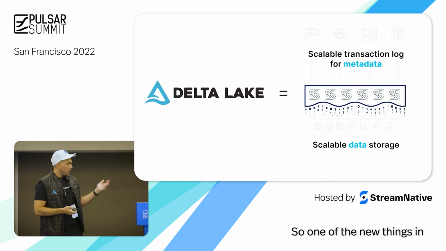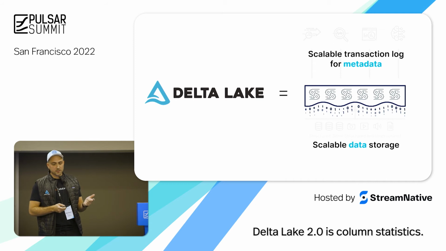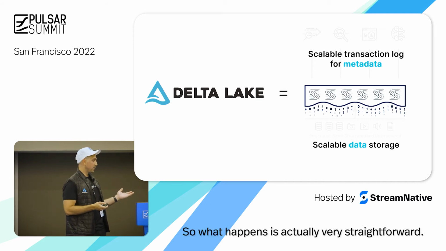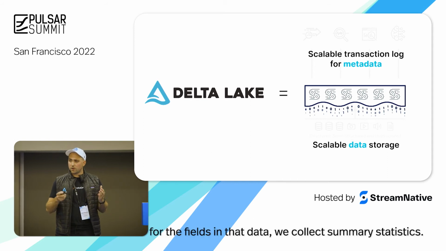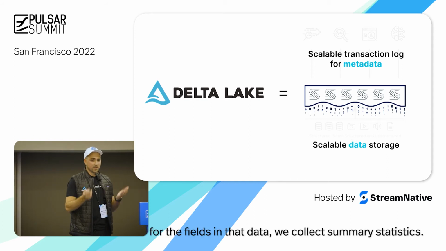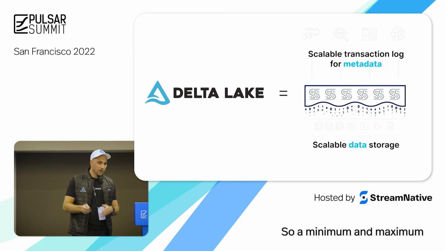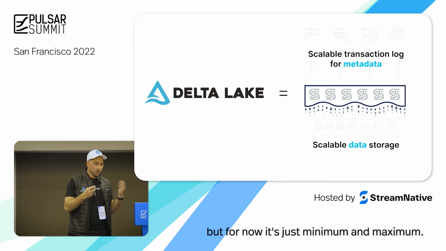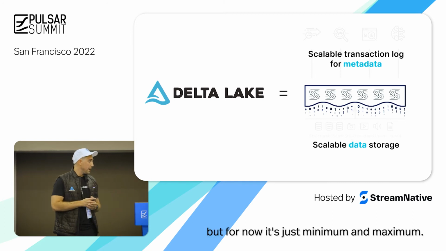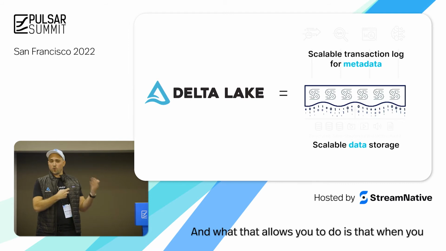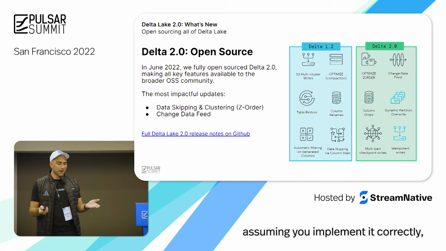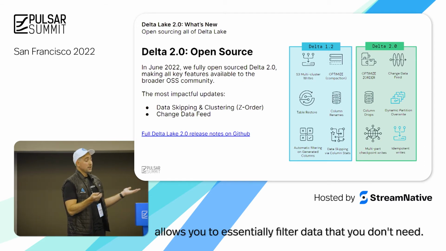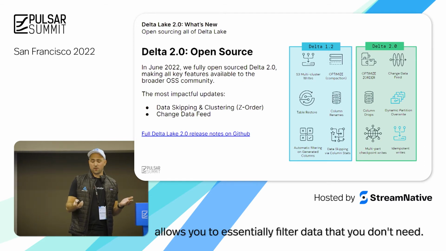So one of the new things in Delta Lake 2.0 is column statistics. So what happens is actually very straightforward. Every time a write is performed with some piece of data, for the fields in that data, we collect summary statistics, so minimum and maximum. Obviously, it can be extended to more, but for now, it's just minimum and maximum. And what that allows you to do is that when you go back to read that data, the protocol, assuming you implement it correctly, allows you to essentially filter data that you don't need.